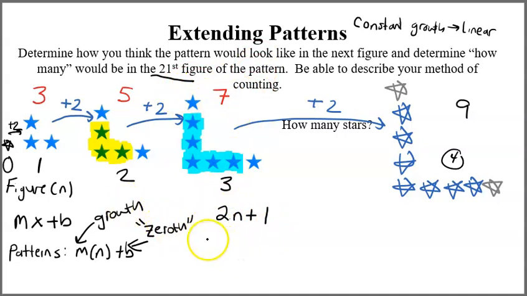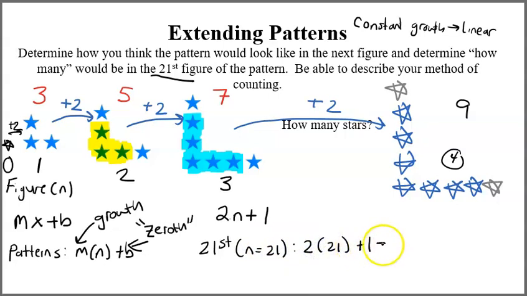So how about for the 21st figure? For the 21st figure, n is going to equal 21. Big surprise. So I get 2 times 21 plus 1, and 2 times 21 is 42, plus 1 is 43. So if I were to draw out this pattern all the way out to 21 figures, I'd expect the 21st figure in that pattern to have 43 stars.